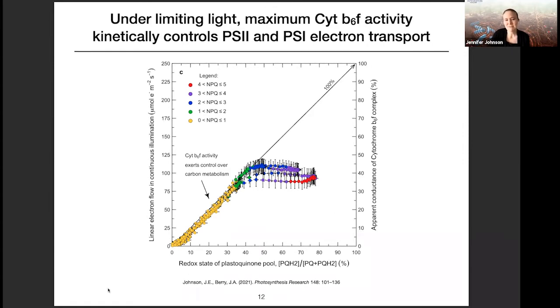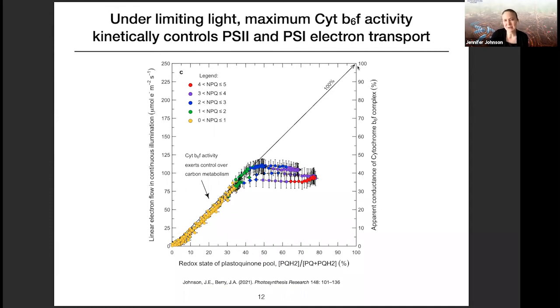So this first phase of the light response, where there's a linear increase in the speed of electron transport as plastoquinone becomes more reduced, reflects the b6f complex exerting kinetic control over the speed of electron flow through the whole chain. What you could do is to follow this relationship out to the point where the plastoquinone pool would be totally reduced. And this provides an estimate of the maximum activity, or the Vmax, of the b6f complex in vivo.